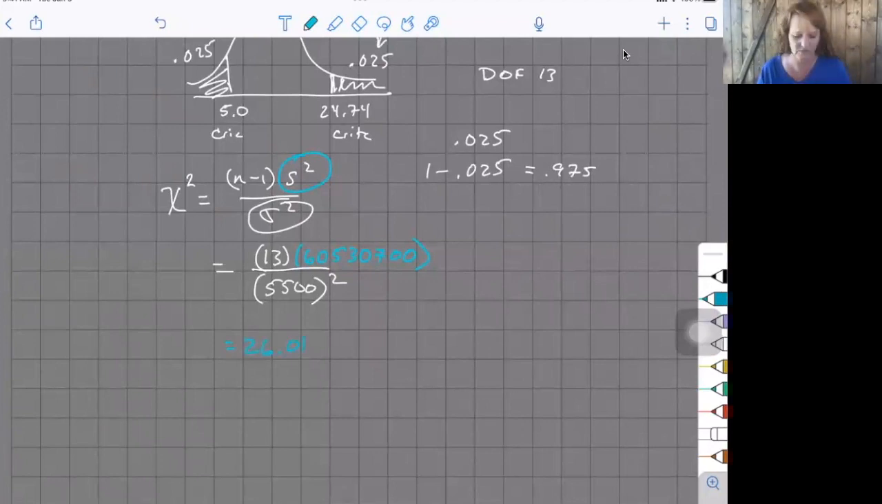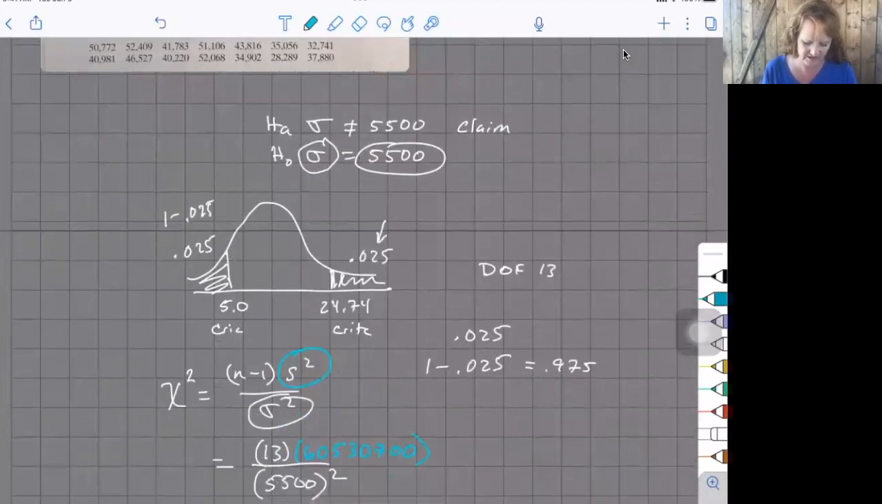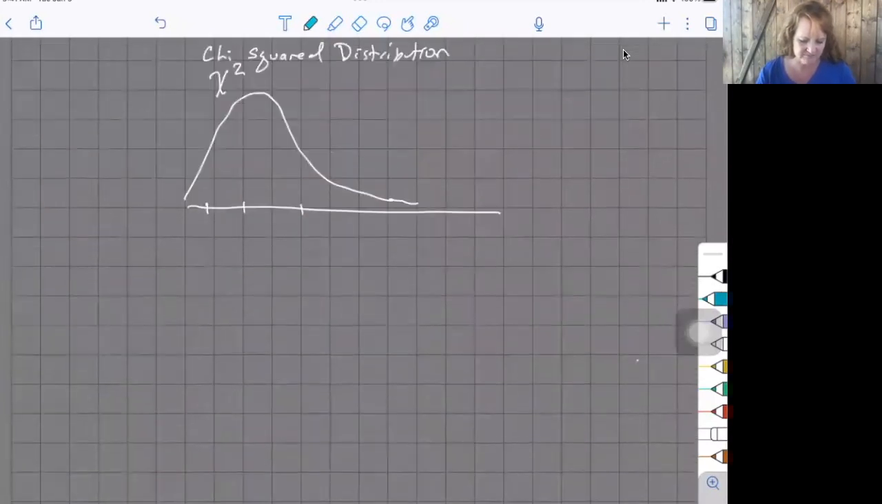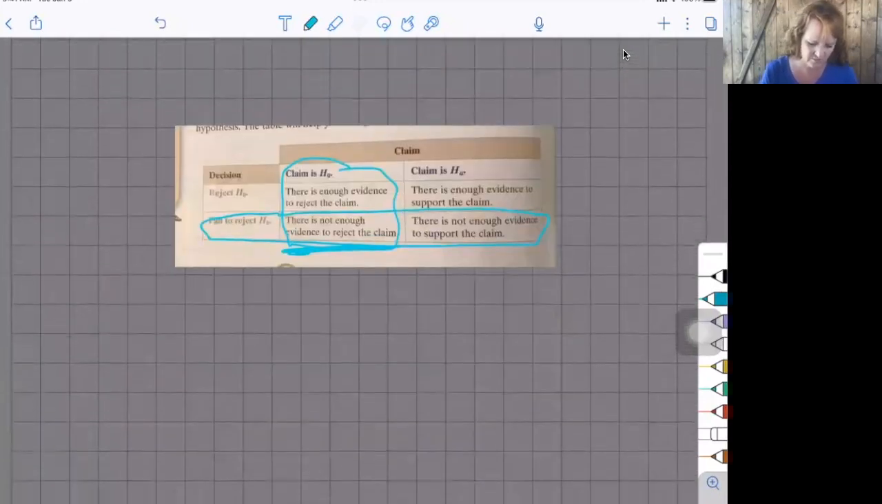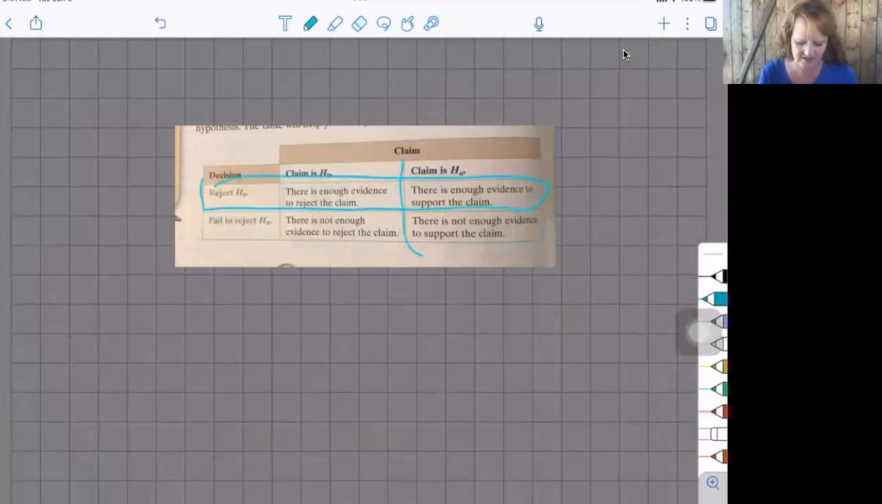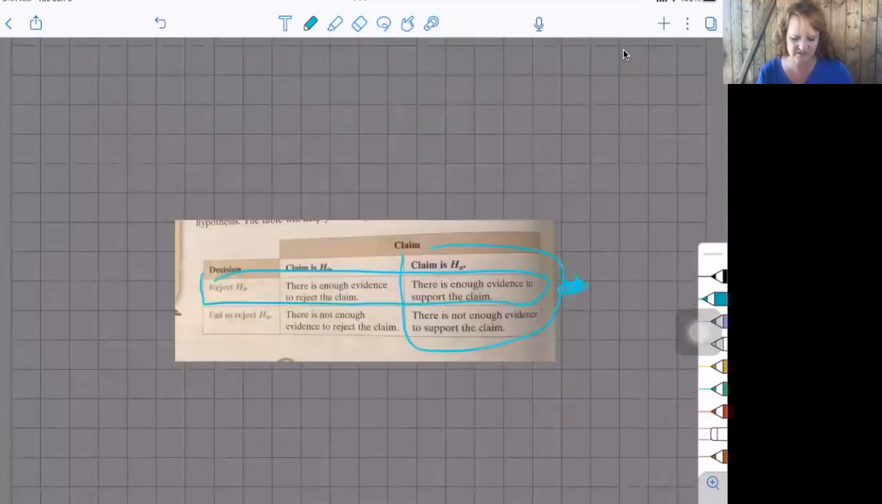26.01. Okay. So where is that? Here's 5. Here's 24. So 26.01 is up here, and that is in my rejection region. So that means that I'm going to reject H naught. So I'm rejecting H naught. HA is the claim, so there is enough evidence to support the claim.